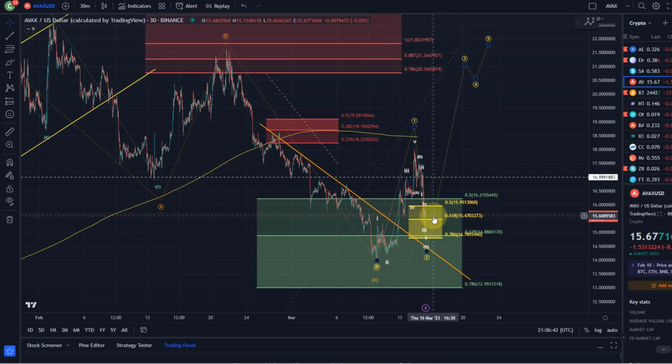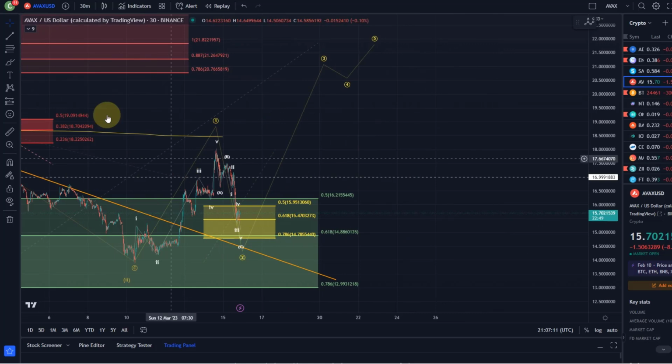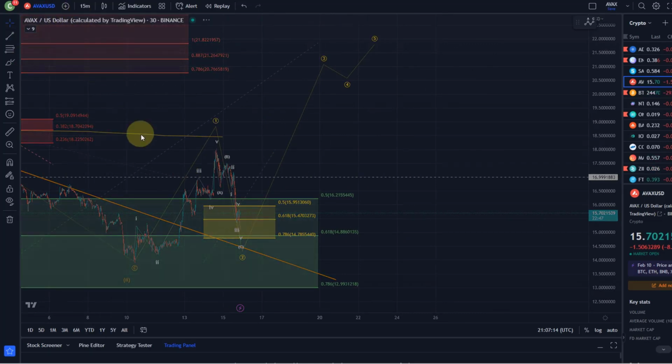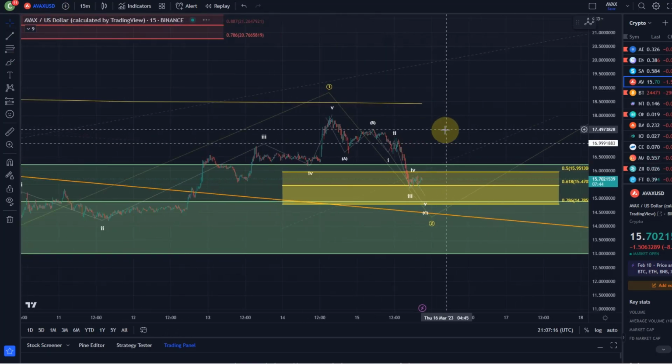But this wave 2 needs to hold the yellow support area that goes down all the way to 1478. Basically, it's only $1 roughly that we are allowed to fall, and then we need to reverse. If we don't, it will probably fall back, retest the lows of the 10th of March, and then maybe even go a bit lower, all the way to $13. So these are the key support areas down there. I think we still have a fair chance to find support, even though we've come down quite deep.